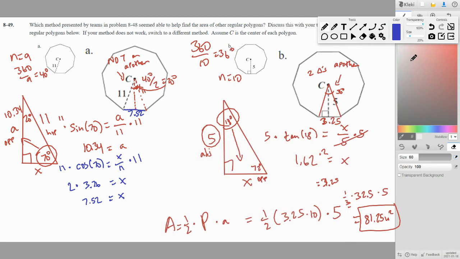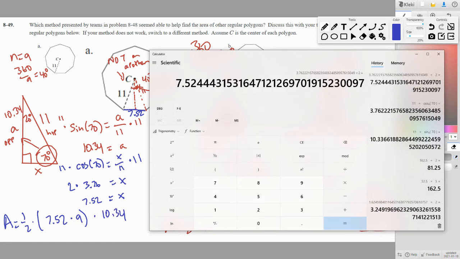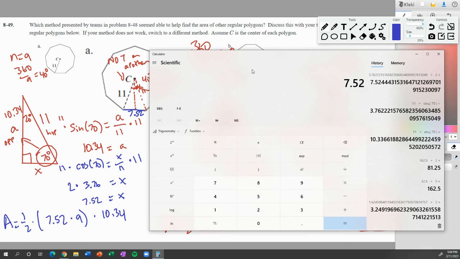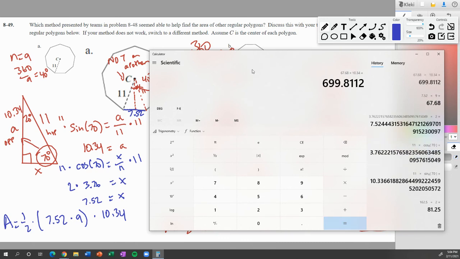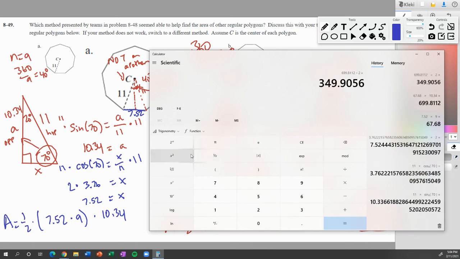So now I'm going to use the formula here. So area is equal to 1/2 times the perimeter. So perimeter is going to be 7.52 times 9, because there's 9 sides. And then times the apothem, 10.34. So lots of calculator work here. So I'm going to do 7.52 times 9 times 10.34. And then I'm going to divide by 2. You should get an area of about 349.91 if we round to the nearest hundredth here. So it equals 349.91 units squared.